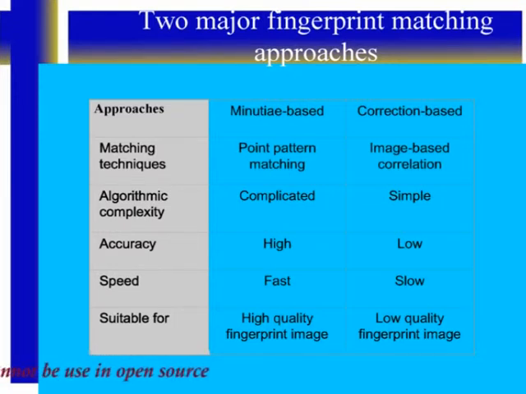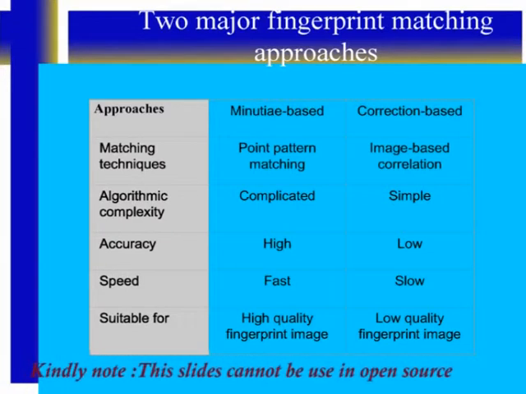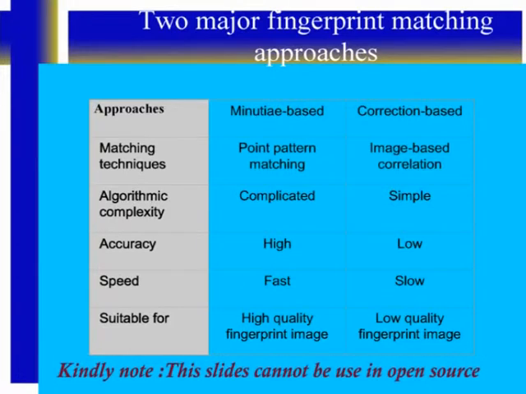This is a simple approach. Most probably, this is what most of you would adopt. But if you want to calculate some minutiae, you can do that. But this has low accuracy and it's very slow. Whereas, this is very high accuracy, fast speed, but requires a high quality fingerprint image.